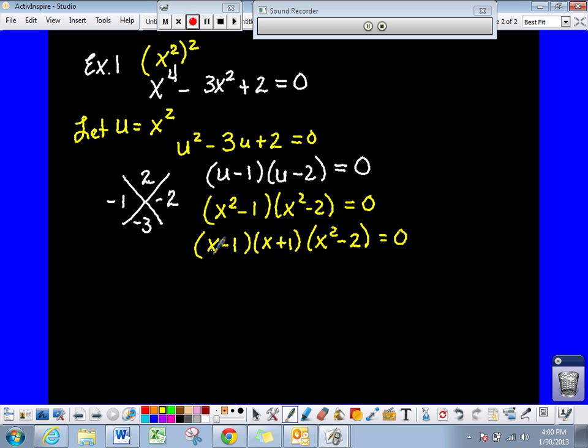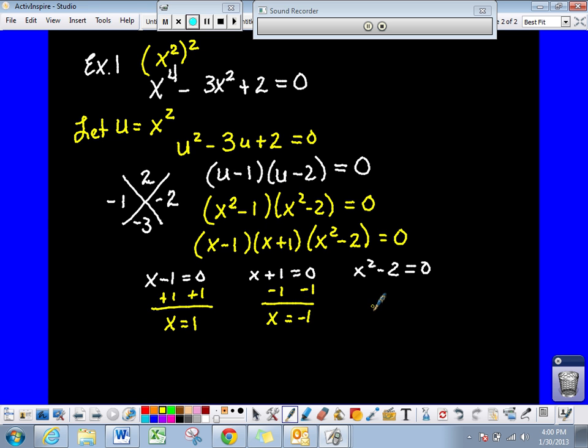Okay? So now we've factored, and we're down to the last step, which says set each one of these equal to 0. So I'm going to set x minus 1 equal to 0, x plus 1 equal to 0, and then x squared minus 2 equal to 0, because it says set each one of these equal to 0. Now solve for your variable. Here, we're going to add 1 to both sides, so we get x equals 1. We're going to subtract 1 from both sides, so x equals negative 1.